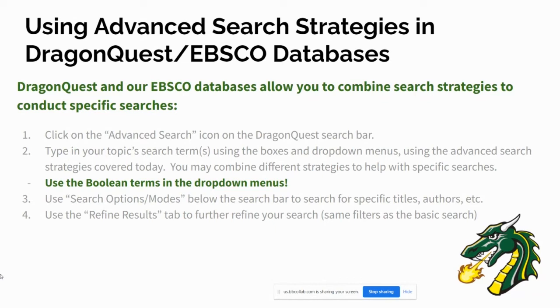And you can combine different strategies. You don't have to use just one. You can combine them. And I recommend you use the Boolean terms in the drop-downs because those are really going to help. And then once you figure that out, you can use the search options mode or modes below the search bar to search for specific titles and authors. And then you just want to use the Refine Results tab to refine your search. Basically, those are the filters you get on your search results page that are on the left side.